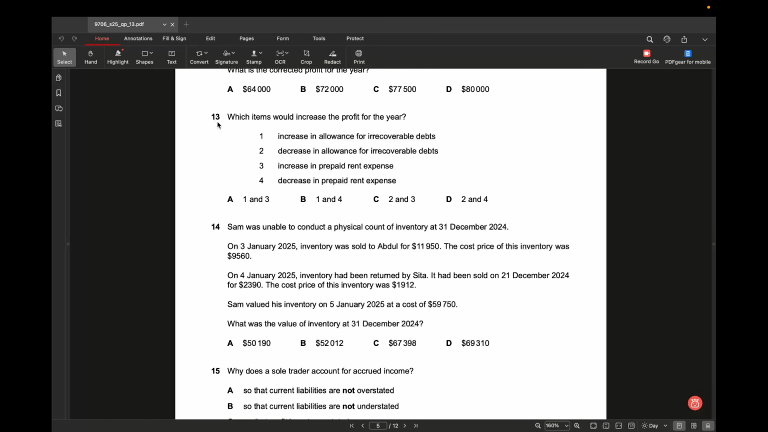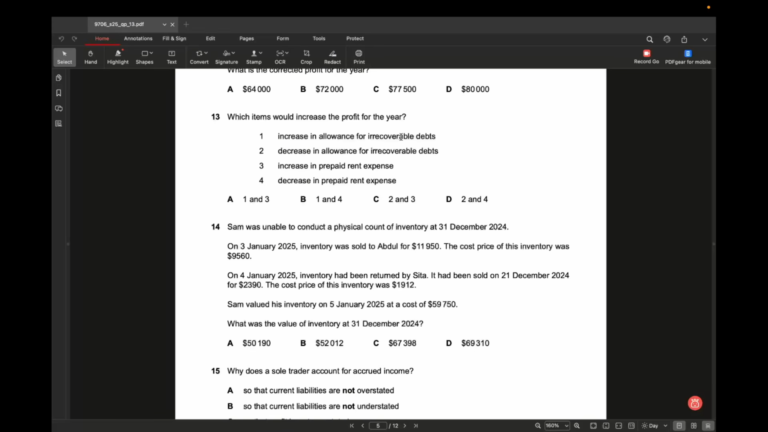13. Which item would increase the profit for the year? Number 1, increase in allowance for irrecoverable debt; 2, decrease in allowance for irrecoverable debt; 3, increase in prepaid rent expense; and 4, decrease in prepaid rent expense. Okay, first let's talk about the allowance for irrecoverable debt.